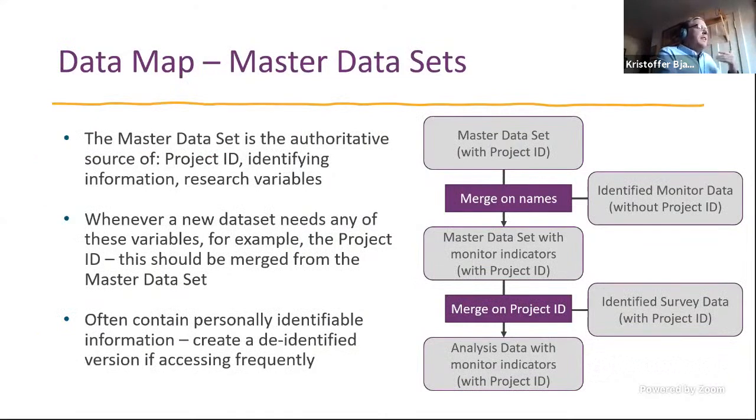To build on that, the master data sets should be seen as the authoritative data sets for all research variables. That means that if there is a data set to which a research variable needs to be merged, it should always be merged directly from the master data set, even if that research variable exists, for example, in an analysis data set. One reason for this is to avoid the case with Sid and Didi on the last slide. It is also to avoid that you play a game of telephone with the research variables.